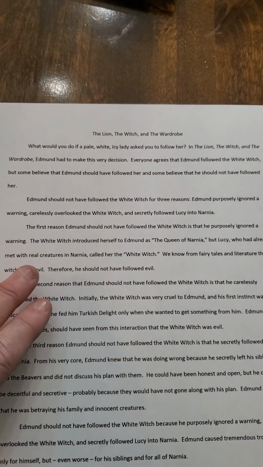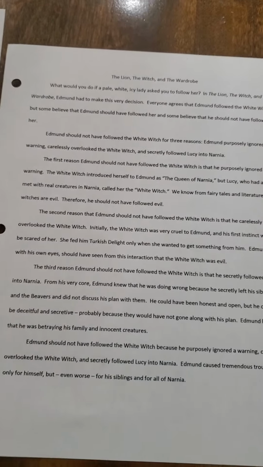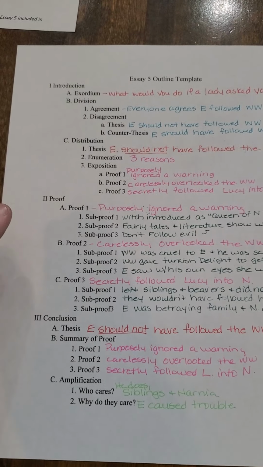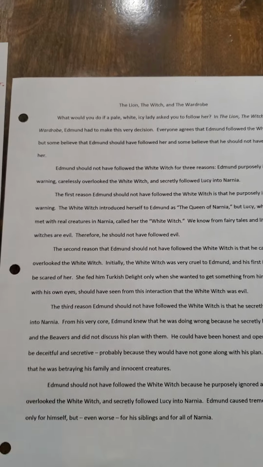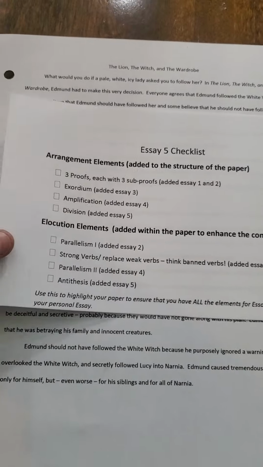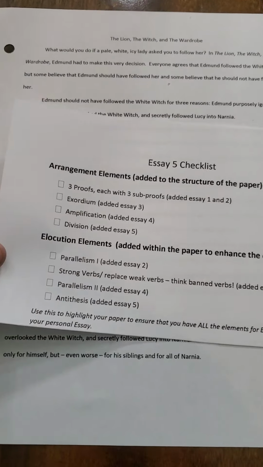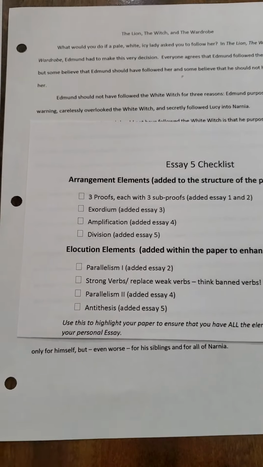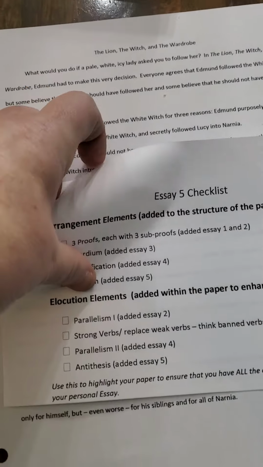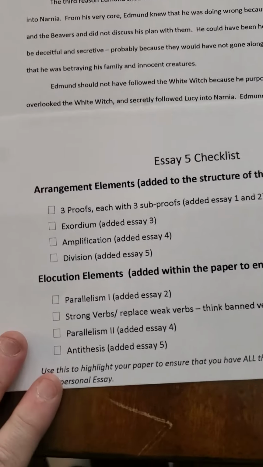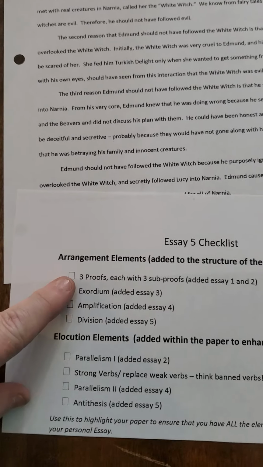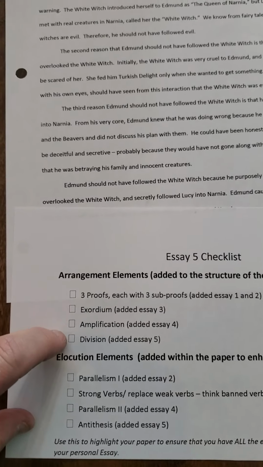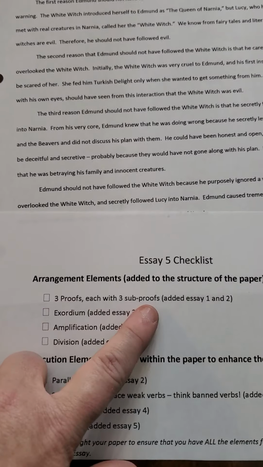And then as you start going through, this is when your structure is set. But now you're starting to work on turning it into more advanced writing. So one of the things I gave everyone in class today was a very simplified checklist, because I think one of the areas where we start to get confused is when we don't understand the difference between an arrangement element and an elocution element. So the arrangement elements are literally how it is arranged. Do you have your 3 proofs with subproofs?